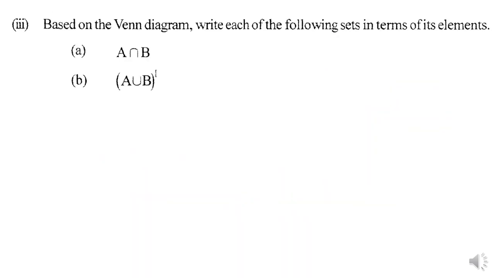Based on the Venn diagram, write each of the following sets in terms of its elements. So A intersect B is equal to, that means all the elements that are present in both A and B. You know, A means odd, B prime, so the odd prime numbers 3, 5 and 7. These are common to both.